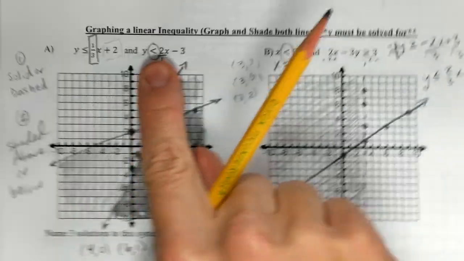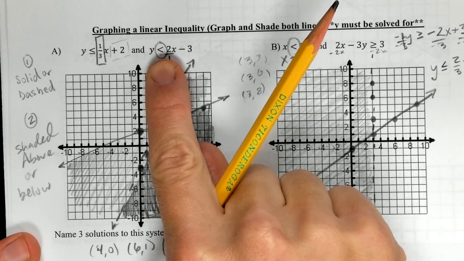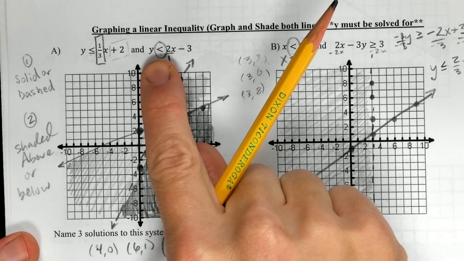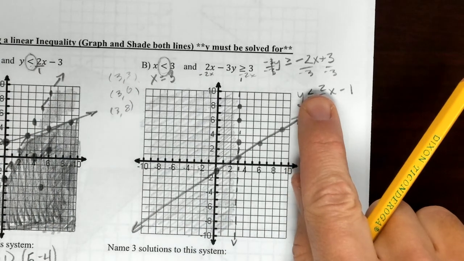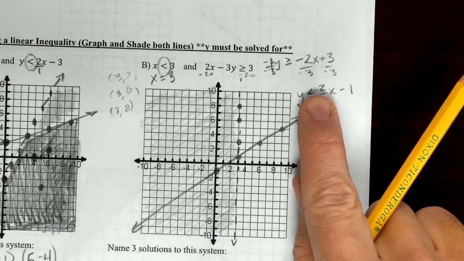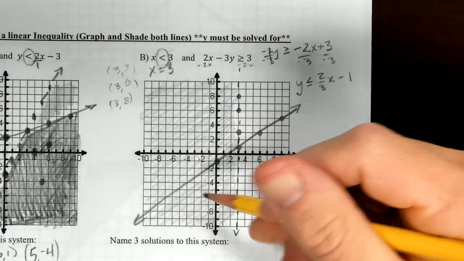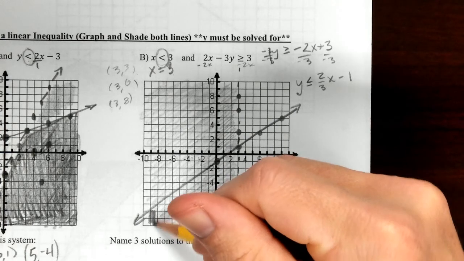Fantastic. Andrew, you did this one right here, right? And this is a less than symbol. And you told me a less than symbol, I shade what? Yeah, okay, so this is a less than or equal to. So I'm still shading below the graph. All right, so now I'm shading all of this.